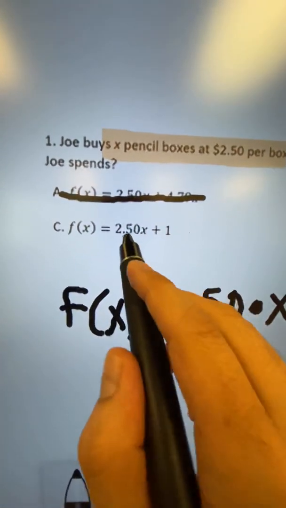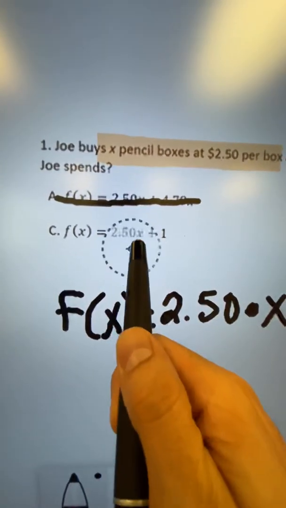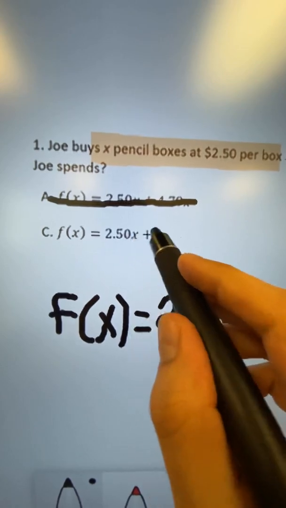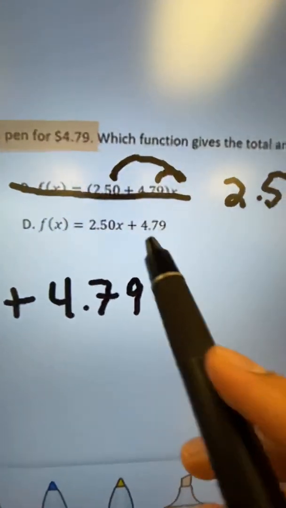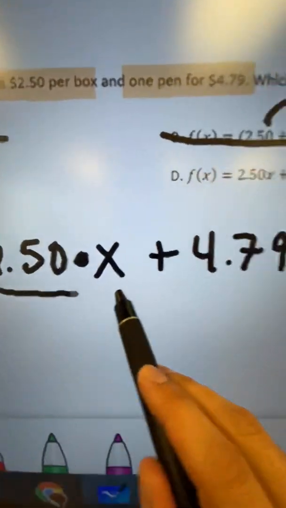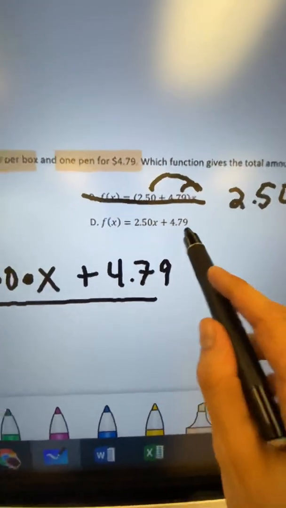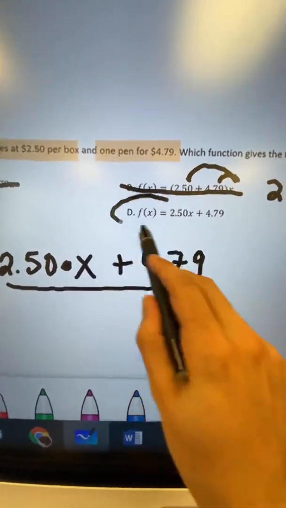Here you can see the variable cost is correct. We have 2.50 times the number of pencil boxes plus 1, but that 1 doesn't make sense. So by elimination, we know it has to be this one, and you can see that that's actually the exact same thing I already wrote down over here. So this would be my correct answer choice.